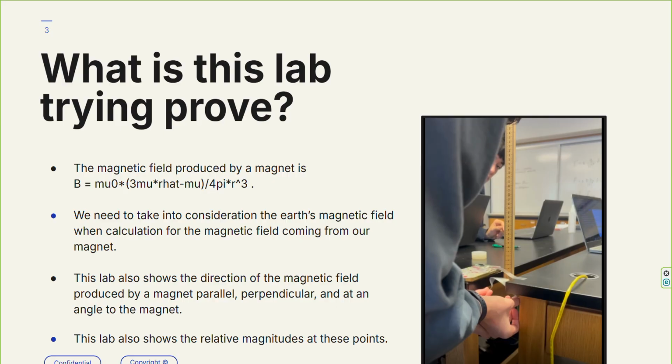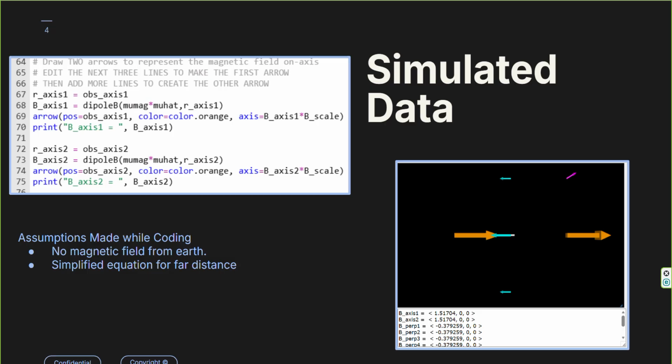We tested parallel to the magnet, so that's in line with the magnet. Perpendicular, or to the side, in the code we use the four cardinal directions perpendicular to the direction of the magnet, and then we also did one at a 45-degree angle to the magnet to see how the magnetic field was at all these points. We also found the magnitudes at all these points of the magnetic field.